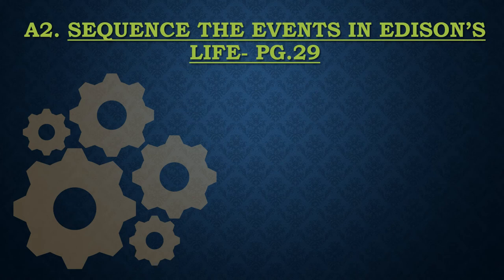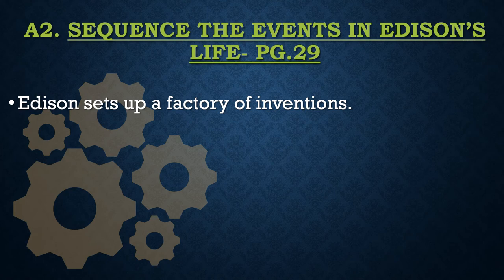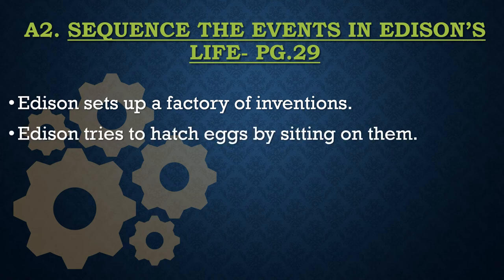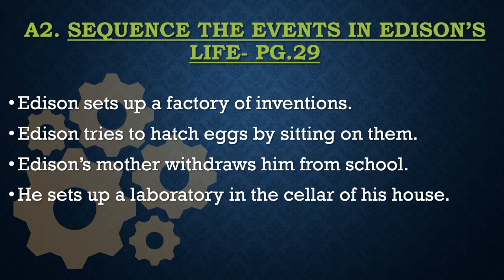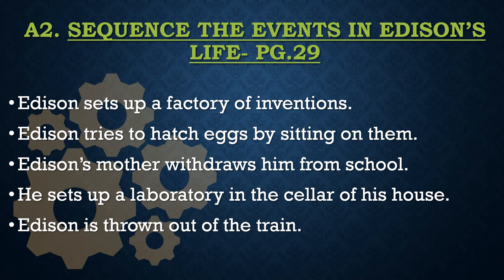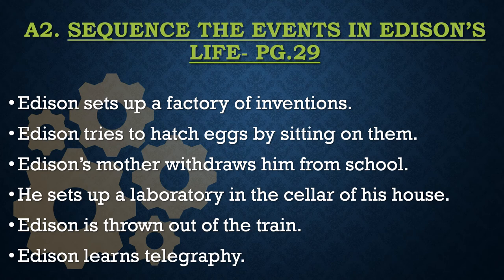So let us see the options that we have got that we have to put in order, that is in sequence. The first statement is, Edison set up a factory of inventions. Edison tries to hatch eggs by sitting on them. Edison's mother withdraws him from school. He sets up a laboratory in the cellar of his house. Edison is thrown out of the train and Edison learns telegraphy. So these are the 6 statements we have got which we have to put in order, that is in sequence. So let us go ahead and see the answers.